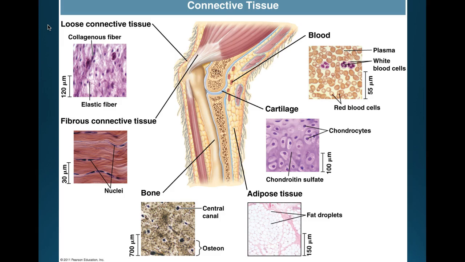Another type of connective tissue is adipose tissue, and this is responsible for storing fat. Another type, the fifth type, is cartilage, again a type of connective tissue. Cartilage is similar to bone, but not as hardened and firm, but soft, if that makes sense. So your ears are made of cartilage, your nose is made of cartilage. You'd think it's bone, but it's not necessarily.